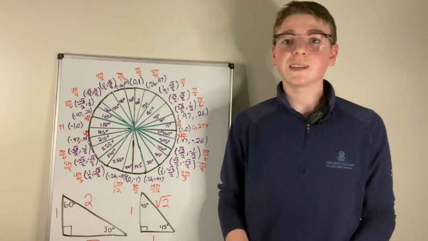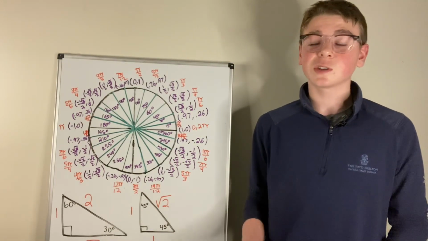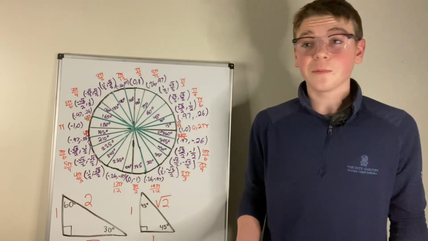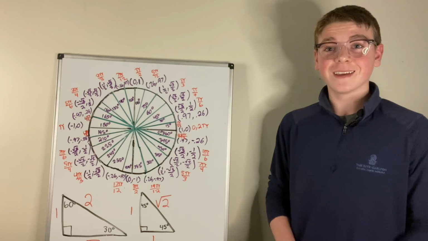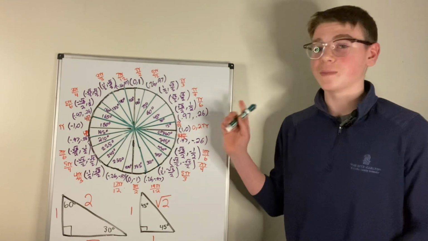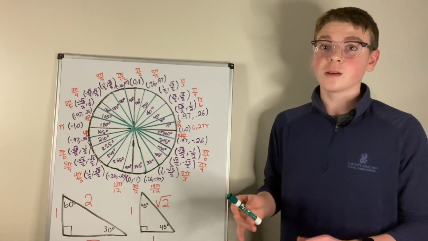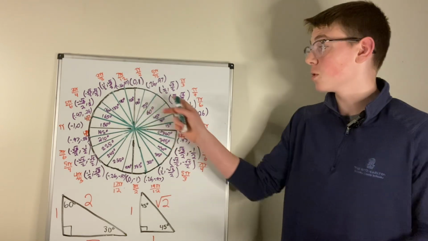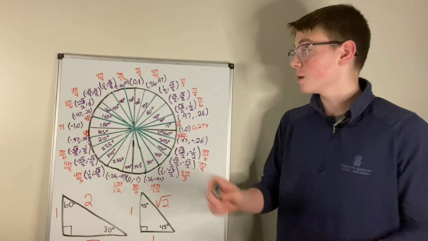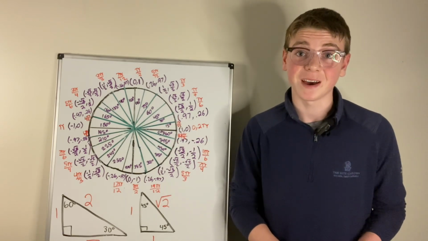I'm Xavier Smith, and today I'm going to teach you the unit circle. So, this is a lot. This took me a long time to draw, and it would take a long time to memorize everything on here. So, all you really need to memorize is this first little quadrant: 15, 30, 45, 60, and 75.